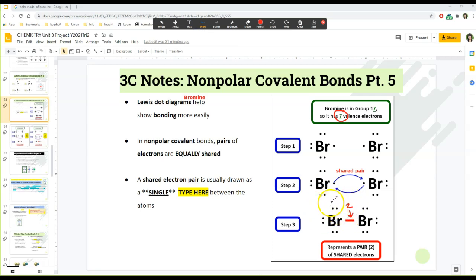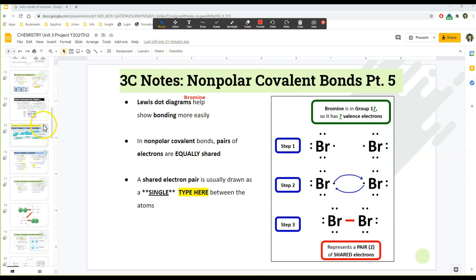So if we were to add these all up, bromine on the left now has 2 up here, 2 over here, 2 on the bottom, and 2 from the sharing for a total of 8. And same thing with this bromine, 2 on top, 2 on the right, 2 on the bottom, and it also has these 2 electrons shared in the middle, so that also adds up to 8 on the right. And so now they have full octets, and now they're happy. That is the whole point of a non-polar covalent bond, okay? So this is a group 17 example.